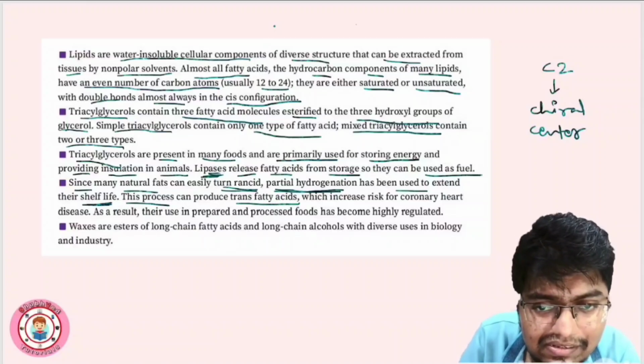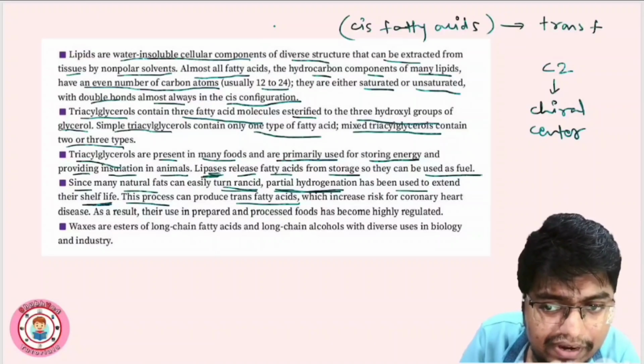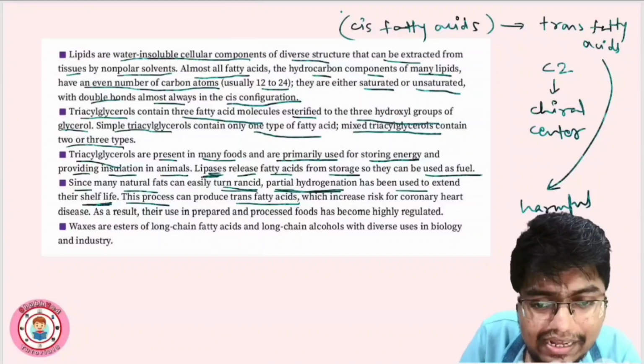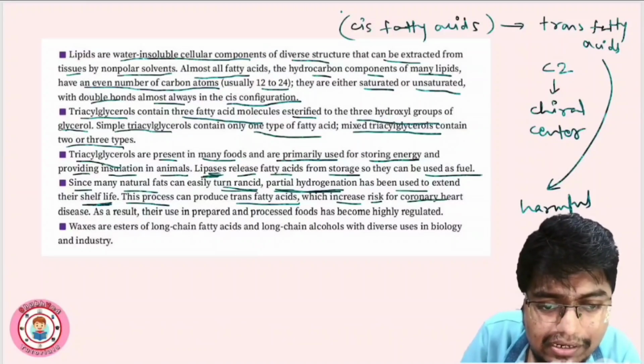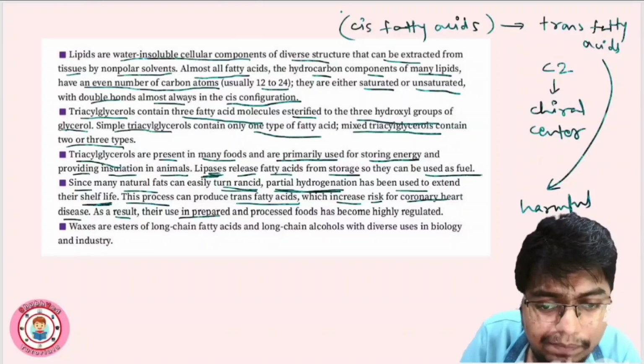Earlier we had cis fatty acids. Okay, cis double bond we saw, almost always a cis double bond is present. After partial hydrogenation, these are converted to trans fatty acids. So basically these are harmful, causing heart diseases. Trans fatty acids increase the risk of coronary heart disease. As a result, their use in prepared and processed food has become highly regulated.